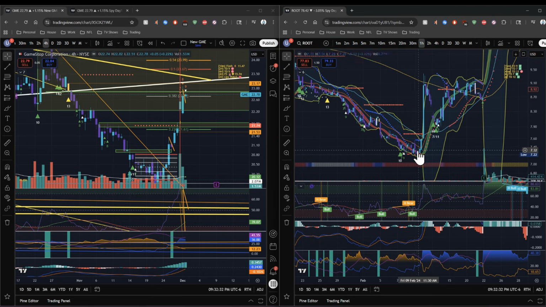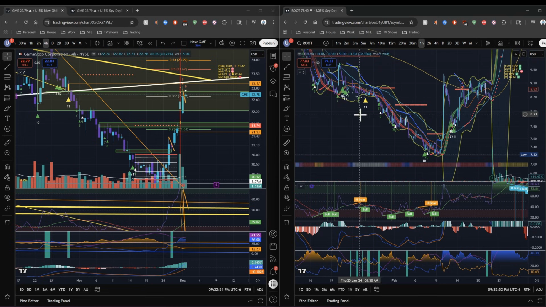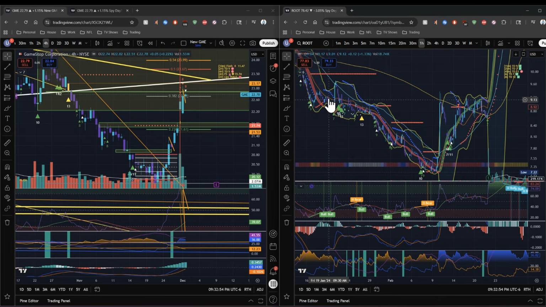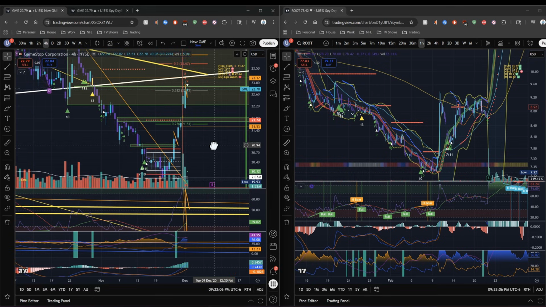We can see in Root when it broke through that, it actually rejected off this 1 hour 200 MA, but when it came back, it went all the way back and retested this demand zone. Once it did, it turned it into support and launched right back up to where it was. And again, looking left, we know this area is clearly a point of interest for buyers and sellers, and that's where we saw it consolidate before it ended up ripping up. So we're kind of looking at the same thing on GME.